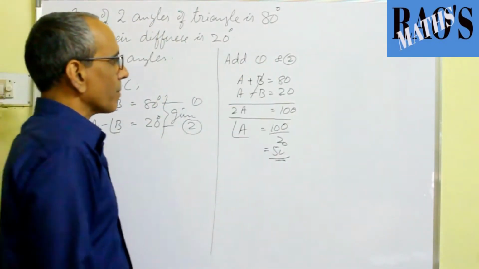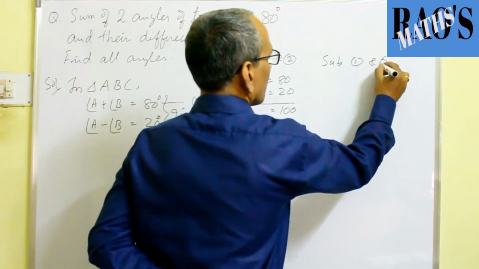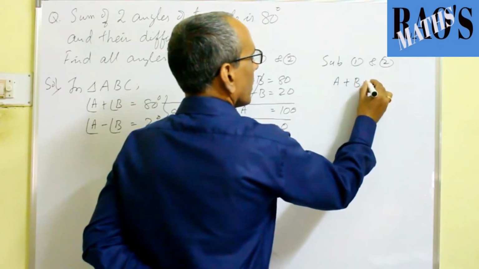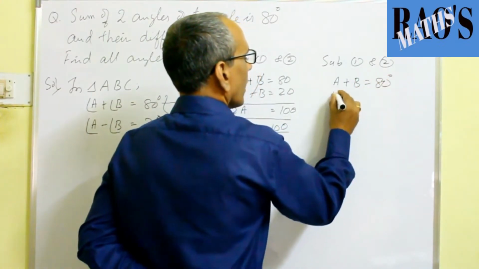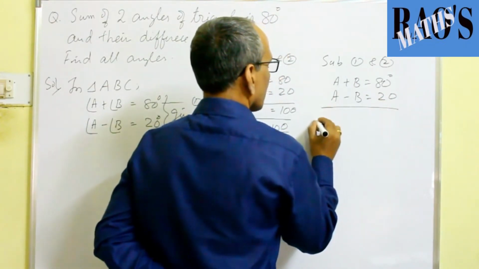Now subtract the same. Subtract 1 and 2. The same a plus b is equal to 80 and a minus b is equal to 20. This time you subtract.